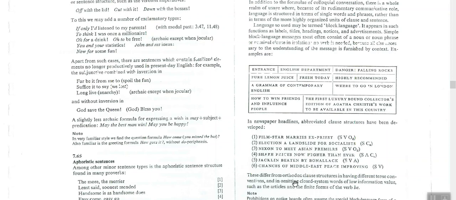These differ from orthodox clause structures in having different tense conventions, as we talked about, omitting clause system words of low information. So we usually omit what? Low information values such as articles and finite forms of the verb be: is, are, was. We delete articles, no need. Also, for example, prohibitions on notice boards often assume the special block language form.